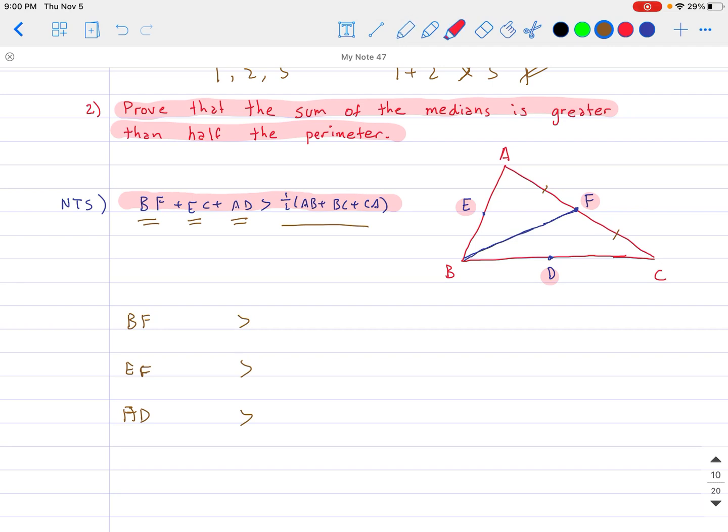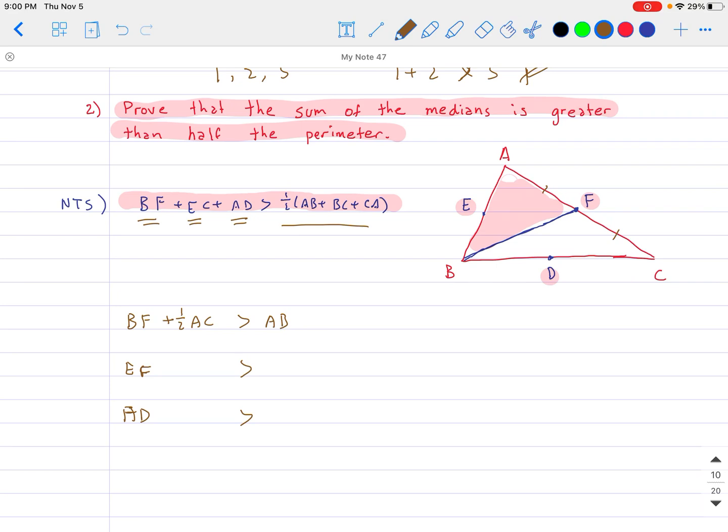Now here, let's go ahead and focus on this triangle over here. I didn't draw the other medians just yet, because I don't want it to be too confusing in the triangle. But there it is. That's the triangle that I'm focusing on. In that triangle, according to my triangle inequality, I can say the following. I can say that BF plus 1/2 of AC is going to be greater than AB.